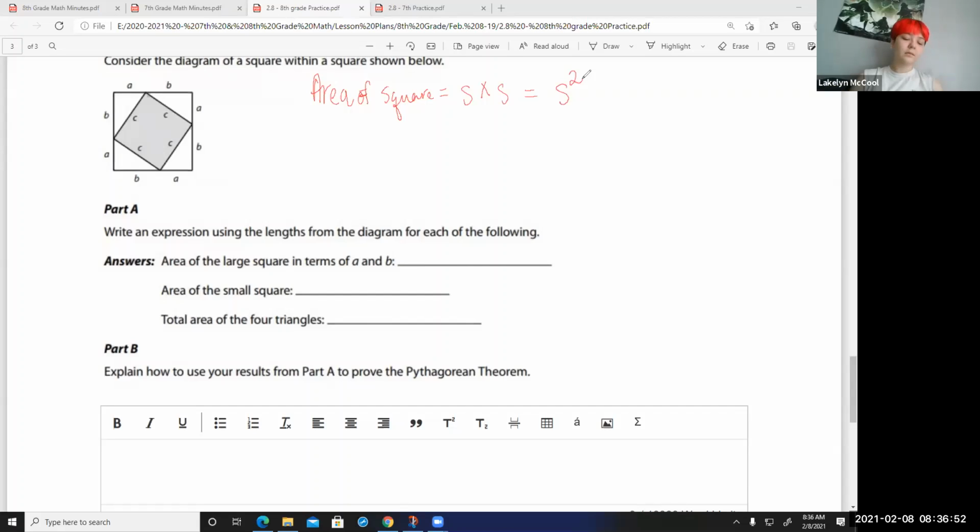A plus B. Good job, Lakeland. That is correct. A plus B. So if I'm finding the area of it, that'll be A plus B squared. Great job. How would I find the area of that small square?